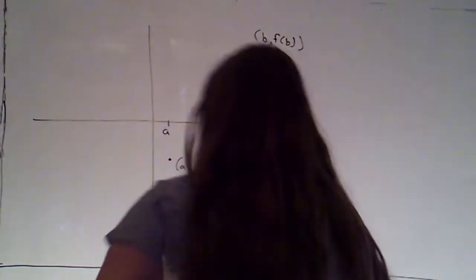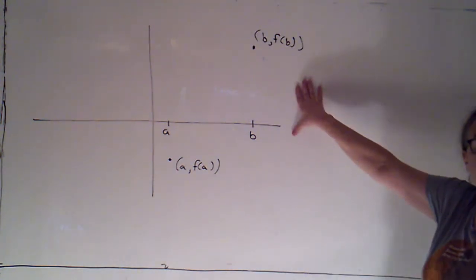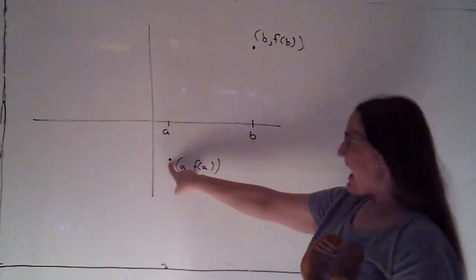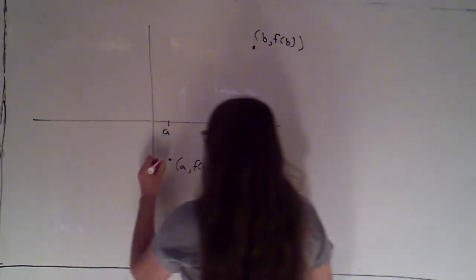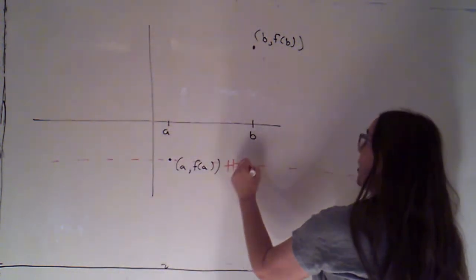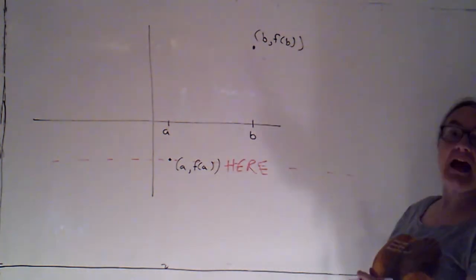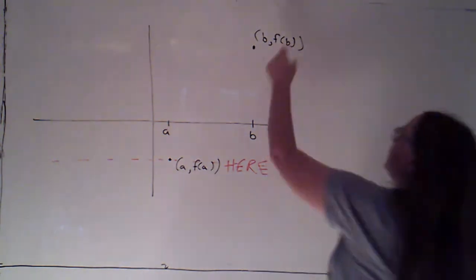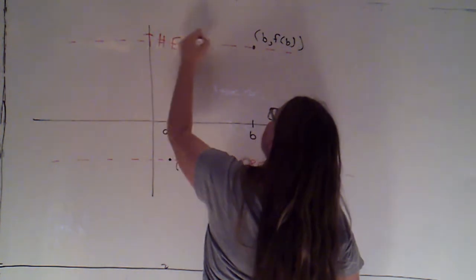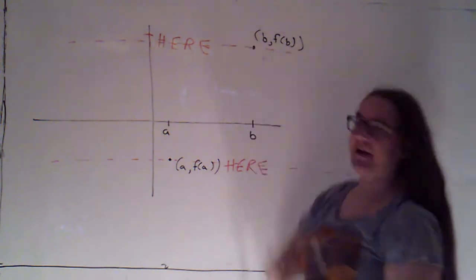I've got a challenge for you, and I need to spend a little bit of time explaining it. I've drawn part of the graph of a function here. I've just graphed 2 points, okay? So we've got a, f of a down here. I'm actually going to label that that's down at a height that I'm calling f of a. That's where the y value of that point is. And then b, f of b is up there. I'm going to label that the height of the function at b is up there. Okay, so I've labeled down here, up there.